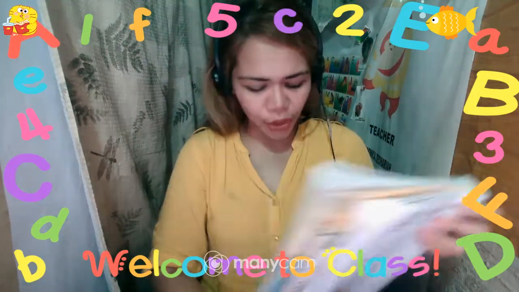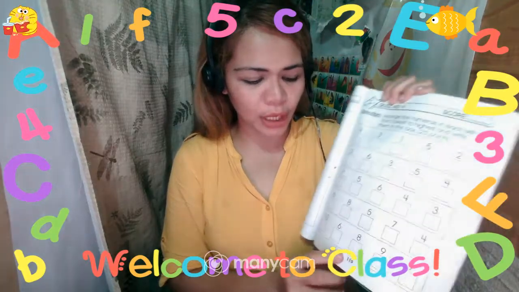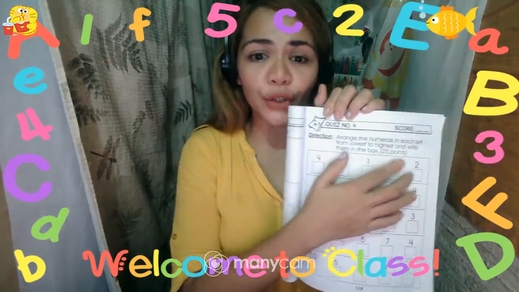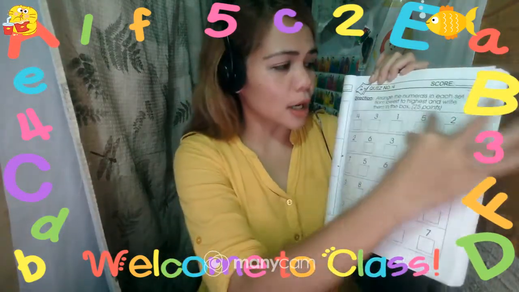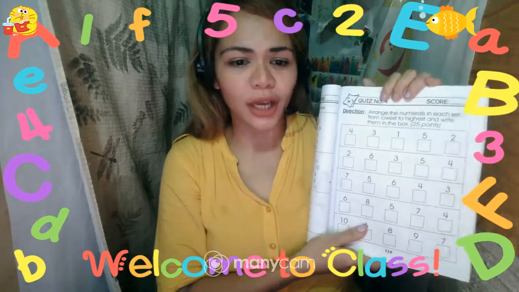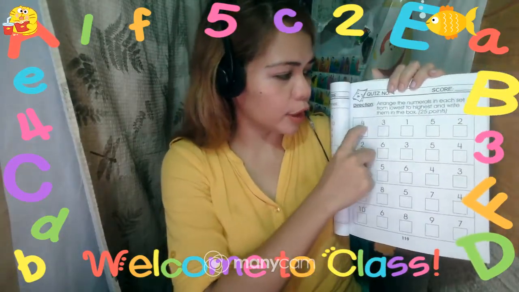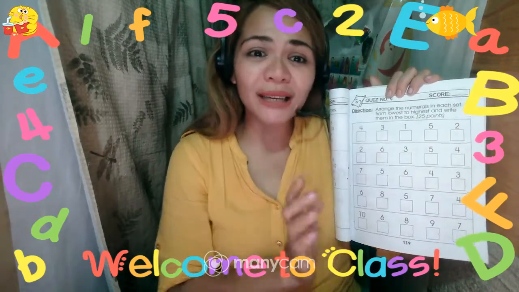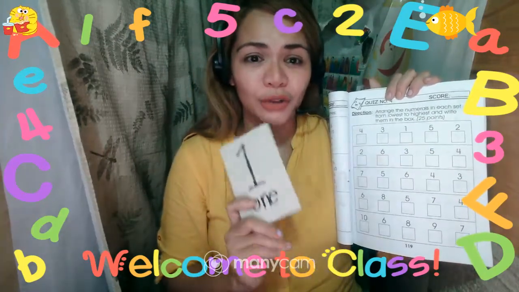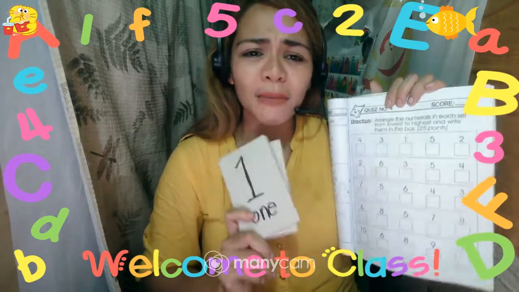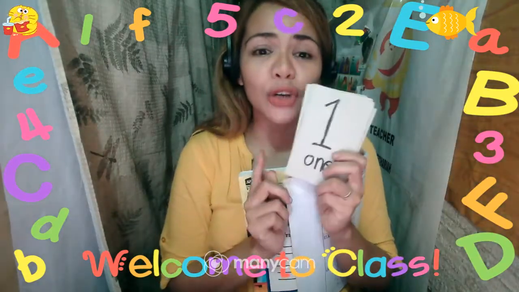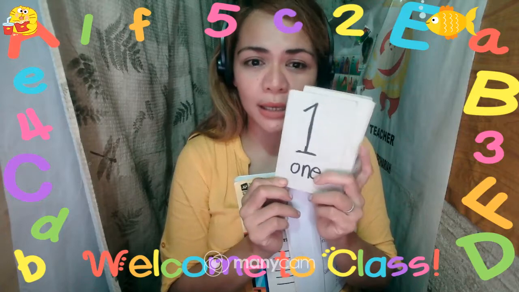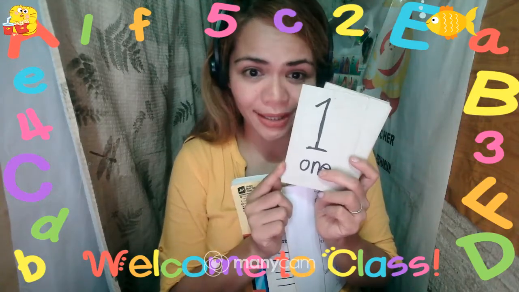Okay? So I want you to get your book and turn to page 119. Let's go to the first box or first lines of numbers. Okay, so we have here number 4, 3, 1, 5, and 2. So kanina pinabasa ko sa inyo yung numbers from 1 to 10, right? So ano yung pinakamaliit na number? Yung nauna, number 1, so that is the smallest or the lowest.